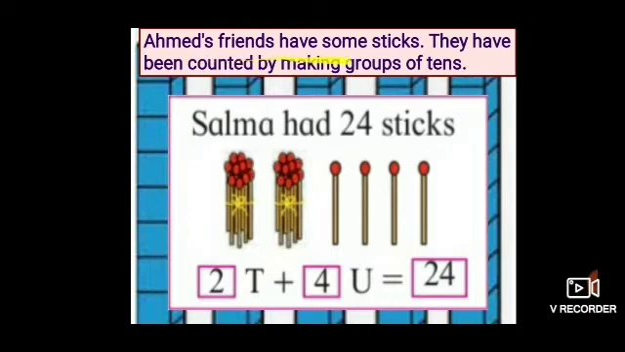Ahmed's friends have some sticks. They have been counted by making groups of tens. Now Ahmed's friend Salma had how many sticks? 24. So Salma made 2 bundles of sticks in groups of tens. And remaining units 1, 2, 3, 4 she added. So how many tens? These stand for tens, that is 2 tens and 4 units. U stands for units. So 20 plus 4 is 24.